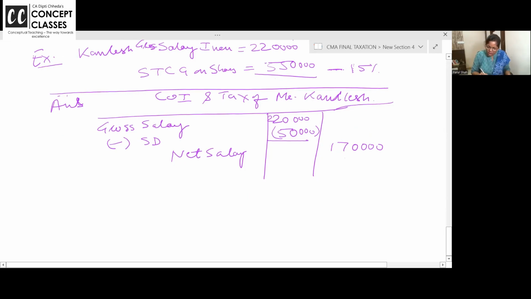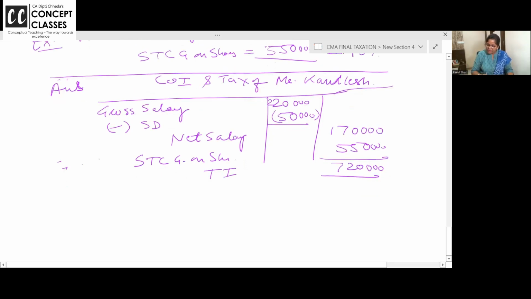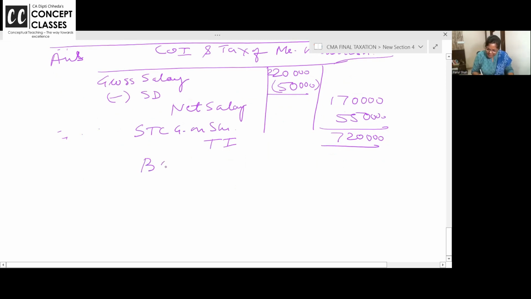done for today. Now, what is your short-term capital gain on shares given? 550. No deduction. This is taxable generally in the head capital gain. So what is your final total income? Actually, it should be gross total income, but now there is no deduction. So 170 plus 550. How much are you all getting? 720. Now see. What is the basic exemption for Kamlesh?